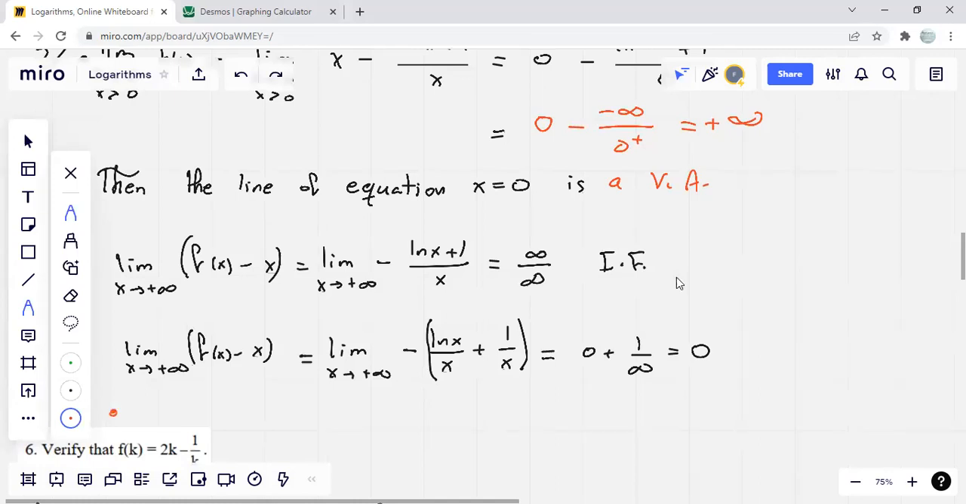The first result is that the line of equation y equal x, this is like the y. Who is the line of equation y equal x? This is called d, given in the exercise as the line d. So we can deduce that d is an oblique asymptote for the curve of f, I mean for c.